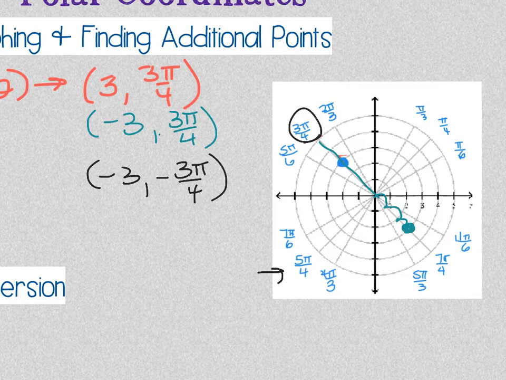Or move clockwise from 0. So 3 pi over 4 is bigger than a half but less than a whole, right? So I'd be moving to that pi over 4. And then if it was a positive 3, it'd be here, but it's not. It's negative, which means I'm moving in the opposite direction, which would be there.